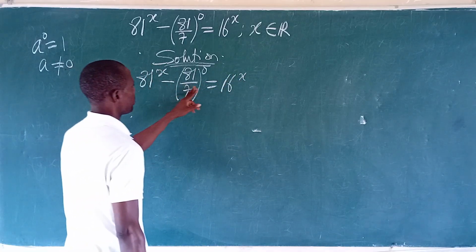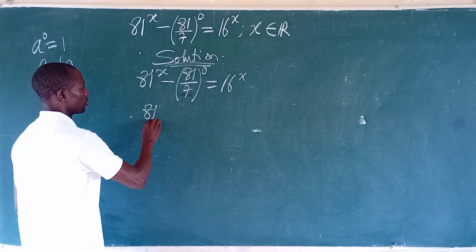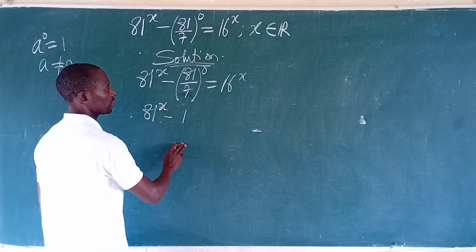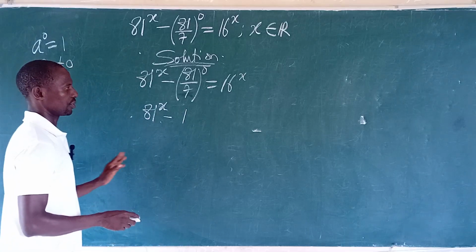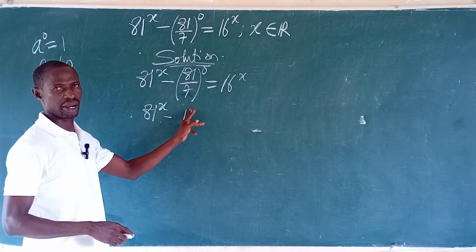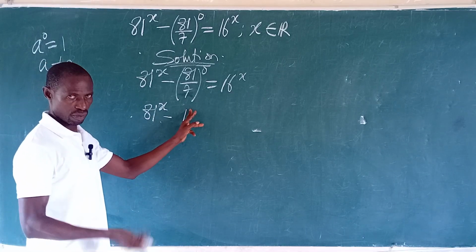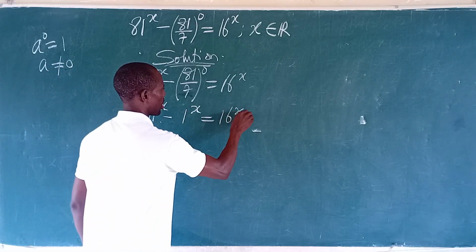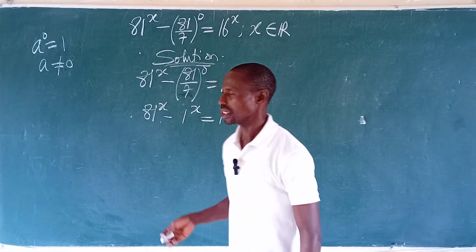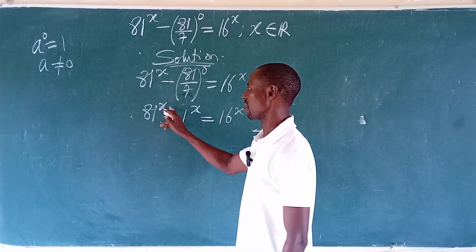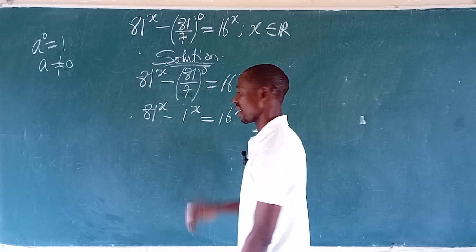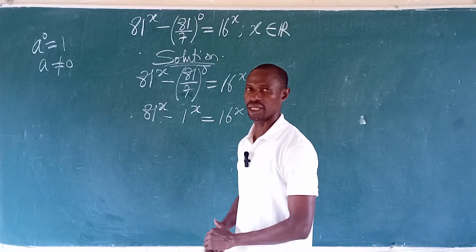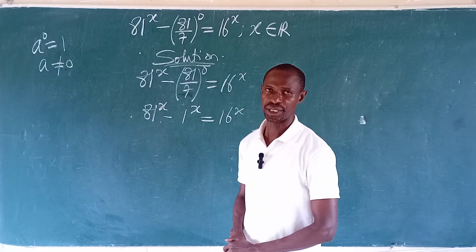And so we can rewrite the whole of this. Rewriting this gives us 81^x − 1. Now, there's something I want to do here. I want to raise this 1 to the power of x, which still gives us 1, and this is now equal to 16^x. Why am I raising this to the power of x? It's because here we have 81^x and here we have 16^x. So raising this 1 to the power of x will help a great deal in solving this challenge.